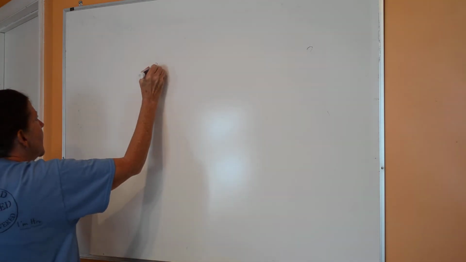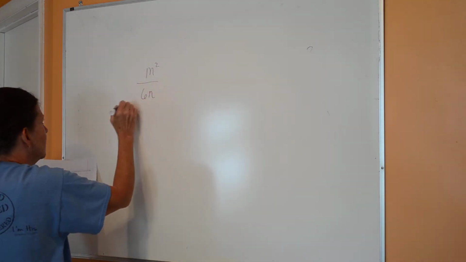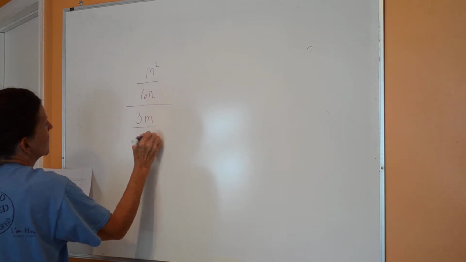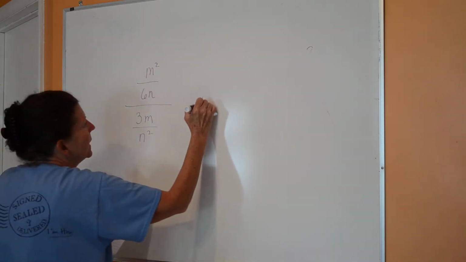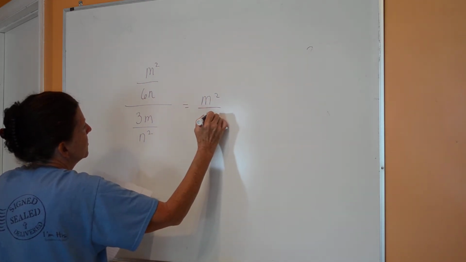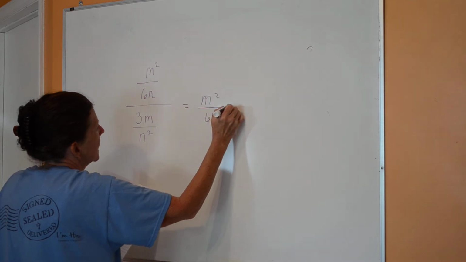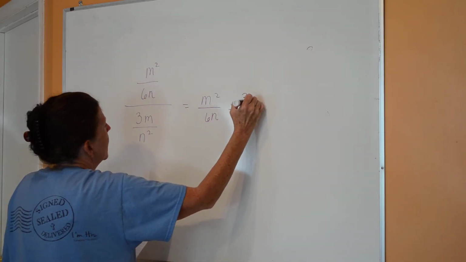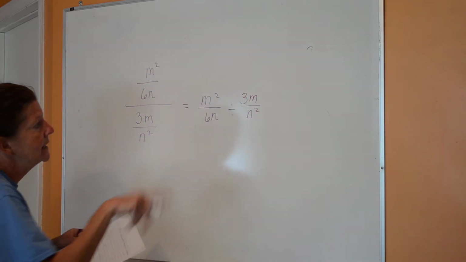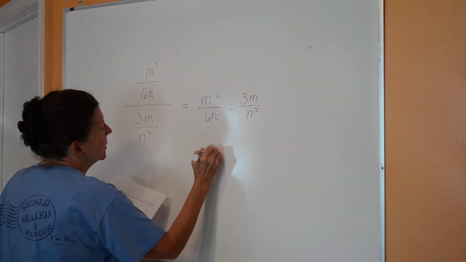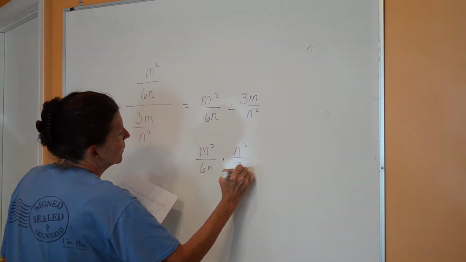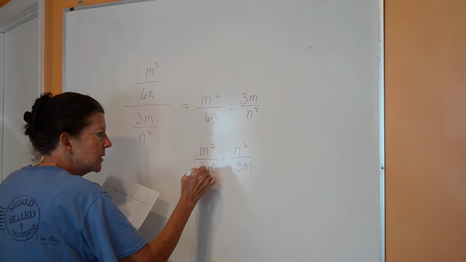So m squared over 6n divided by 3m over n squared. First I'm going to write it up and down, or sideways. It's already written up and down, so that's the same as m squared over 6n divided by 3m over n squared. Now it's easy to see that I need to invert and multiply, so m squared over 6n times n squared over 3m. We're going to reduce.